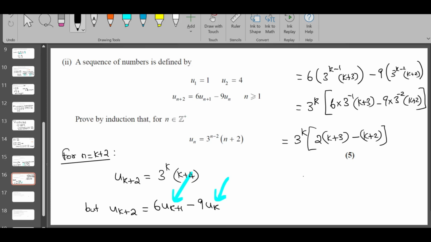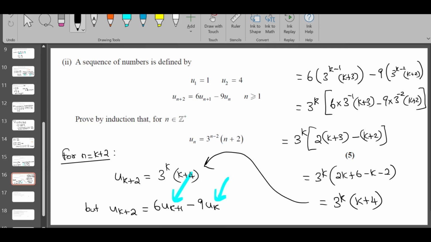Open the bracket, so you will get 3 power k times (2k plus 6 minus k minus 2). You will get 3 power k times (k plus 4), which is what we need to prove. Right? So now we need to write the conclusion. The conclusion is, therefore, for n belongs to Z star, u_n is equal to this. Just write the conclusion at the end and finish it off.